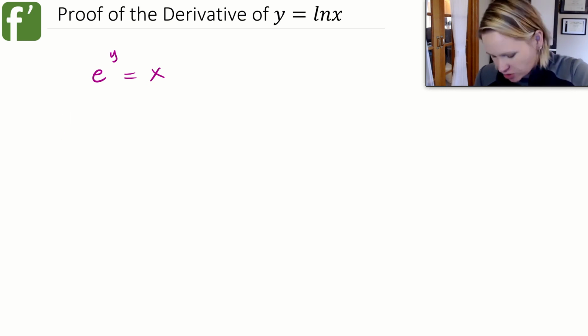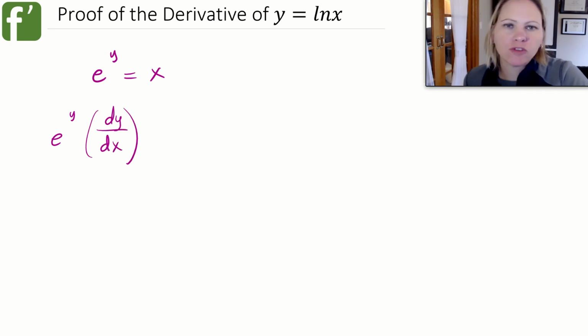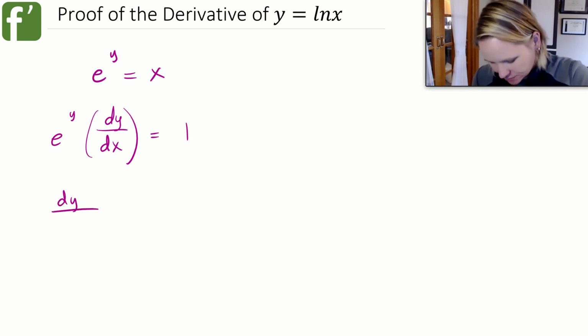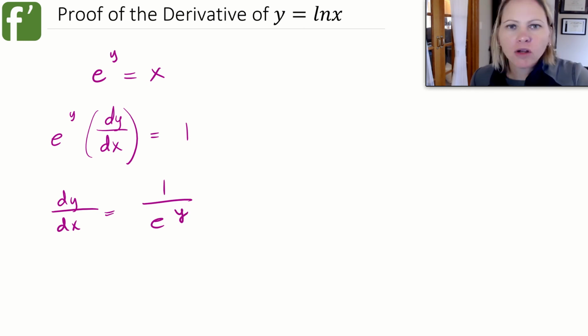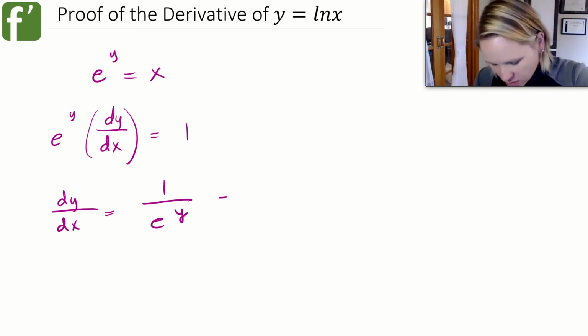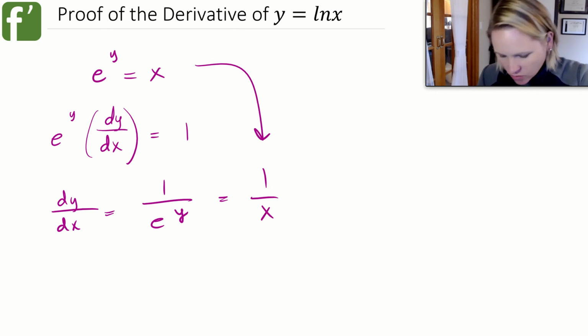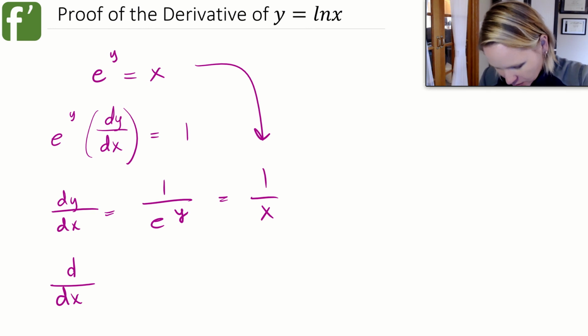Now e to the y, the derivative of e is just e itself. But since we're differentiating with respect to x, we need to throw our dy dx in there. And then we get 1 on the other side. So dy dx equals 1 over e to the y. Well, 1 over e to the y is the same as 1 over x, because that's what we defined it as in the beginning. And so now it's really easy to see why the derivative of the natural log of x is 1 over x.